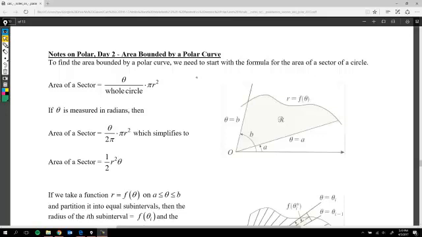If we simplify that down a little bit, the angle of the whole circle in terms of radians is 2 pi. So we plug that in and cross the pi's out, and we end up with 1/2 r squared theta as the area of a sector. This may seem a little arbitrary, but I promise it comes from just the percentage of the circle that I want times the area of the whole circle.